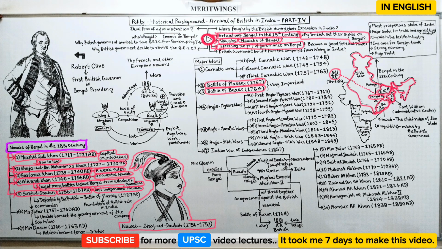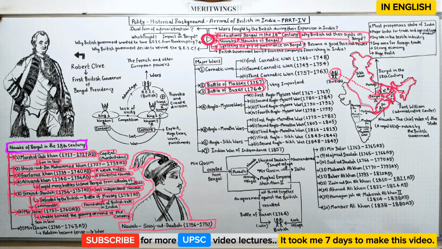Okay? The British laid the foundation of their rule in India by defeating Sirajud-Dowla, the then Nawab of Bengal, in the Battle of Plassey in 1757, and the British made Mir Jafar the Nawab of Bengal. Mir Jafar was the commander of Sirajud-Dowla. He was the Nawab of Bengal from 1757 to 1760 AD.